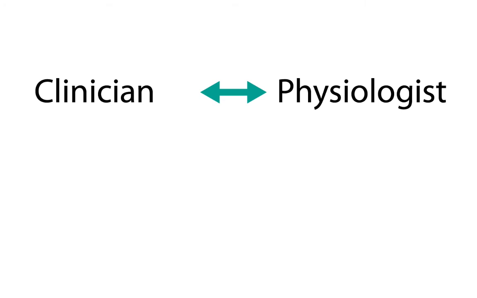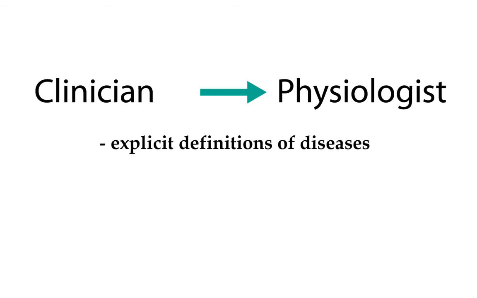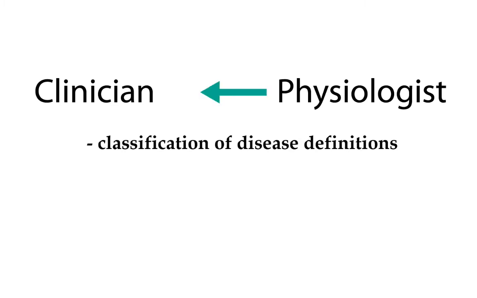In particular, to ensure a more efficient knowledge exchange, we need to empower clinicians to author more explicit definitions of diseases. For example, a clinician should be provided with tools to clearly draw up the key mechanistic events in a disease. And we need to empower physiologists to classify these disease definitions based on explicit physiology principles. For example, a physiologist should be enabled to clearly distinguish a disease from another on the basis of the physiological context of the disease definitions provided by clinicians.